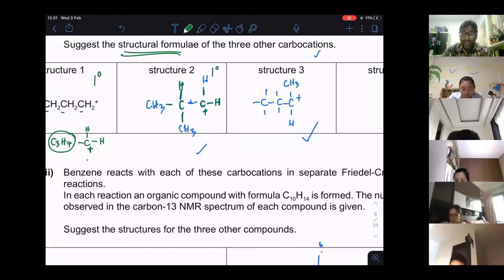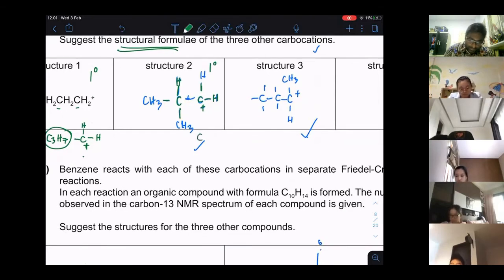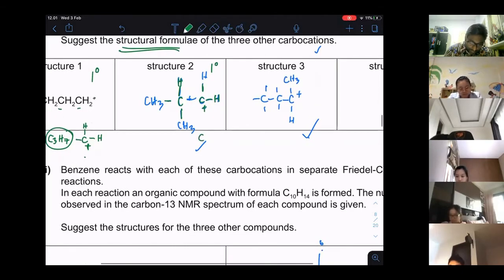That is one more possibility. So how do I write it down? I write CH2 plus, then CH, then bracket CH3 2. It should be okay like this. So you are going to have something like this, and this is going to be primary.